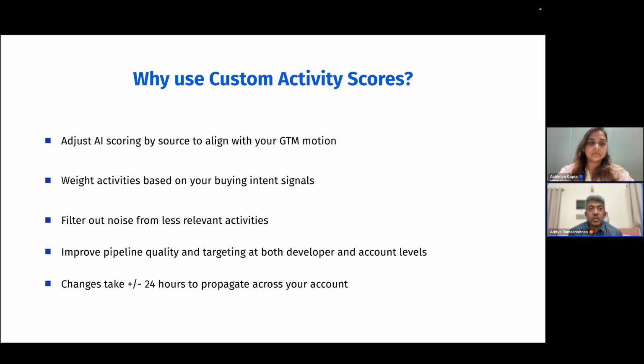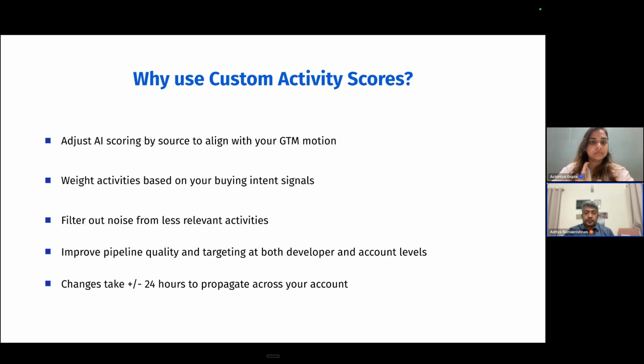The last point here is that any changes take about 24 hours to propagate across your account, because it'll have to be recalculated for every single developer and then again recalculated for every single account as a roll-up. So it will take a little time, but once that happens, it'll be present across the entire account, right? Obviously any changes that you're making happen at the developer activity score, but naturally as a roll-up, it also affects the account activity score, right?